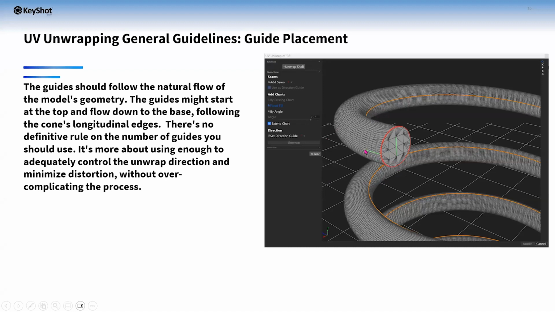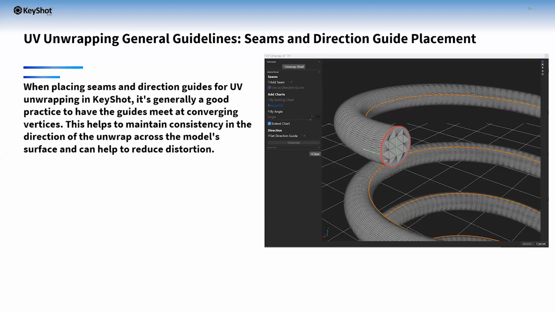So I mentioned before, maybe we should have placed a guide there. But they really are there to follow the natural flow of the model's geometry. And there's going to be those times where you don't even need to add a seam. Maybe you've got a part that you've looked at the field chart and it just needs to have a guide placed in there.